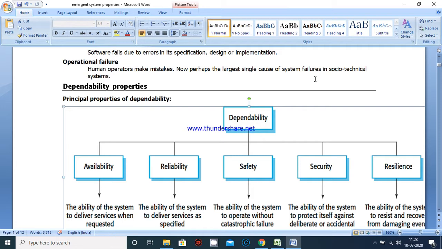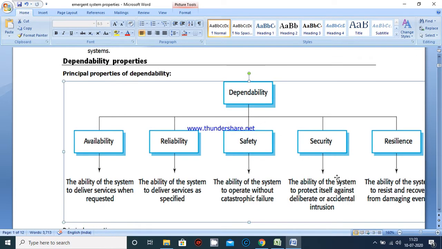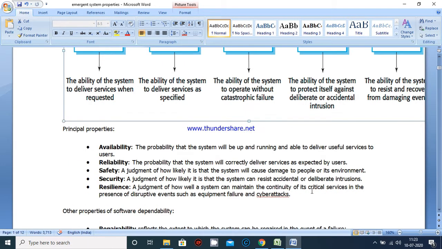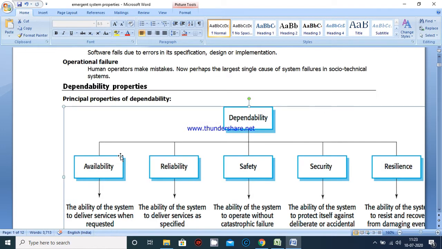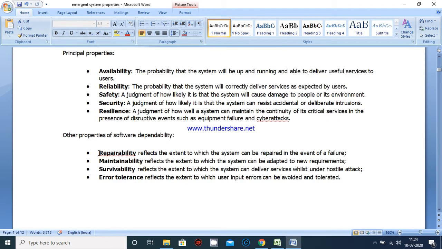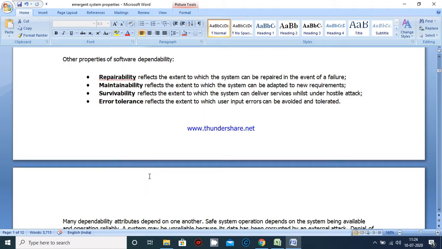Resilience is the ability of the system to resist and recover from damaging events or from cyber attacks. This is the description of the dependability properties of software. Other properties are there. You can consider repairability, maintainability, serviceability, error tolerance.